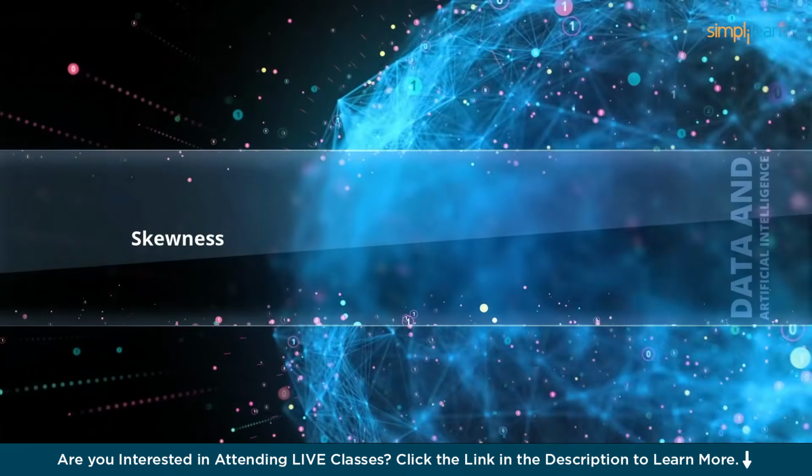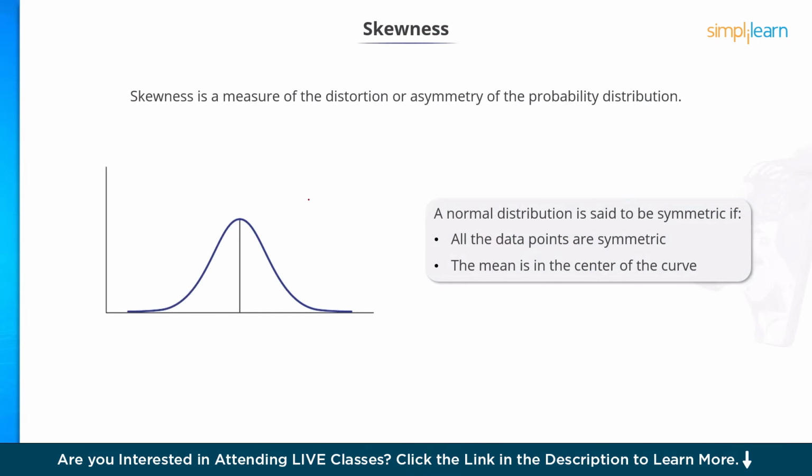Next, we have skewness. Skewness, in simple terms, is a measure of asymmetry of a distribution. A distribution is asymmetrical when its left and right sides are not mirror images. Right now, this is a mirrored image, and a distribution can have right (positive) skewness, left (negative) skewness, or zero skewness.